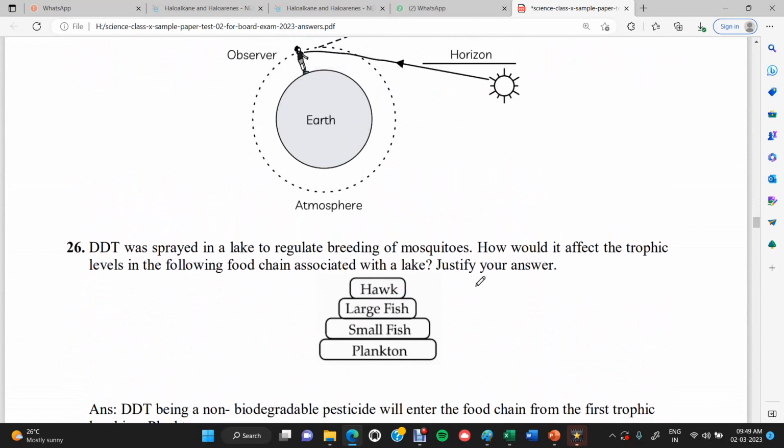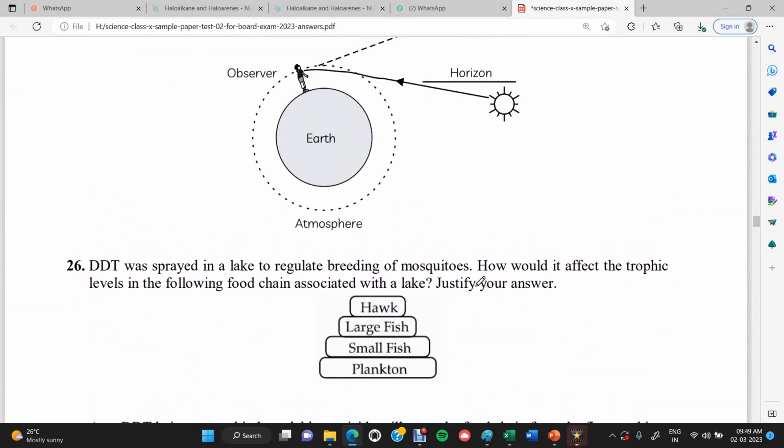Yeah, this is an interesting question. DDT was sprayed in a lake to regulate the breeding of mosquitoes. How did it affect the trophic levels in the food chain associated with the lake? Justify the answer. So first of all, what is DDT?